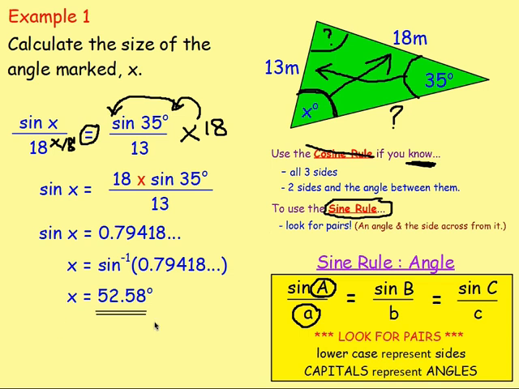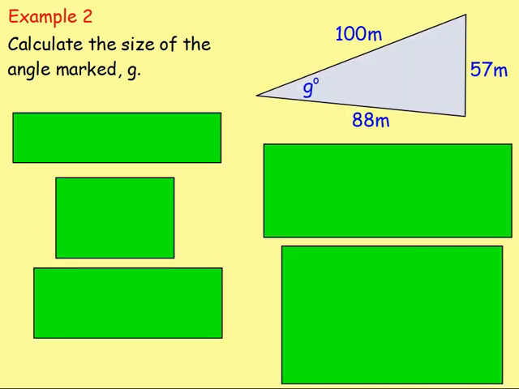Well done, good. So it's 52.58 degrees. Shall we try another one? Yes, please. Example 2, calculate the size of the angle marked G. There is G, there is the angle you are wanting to find.